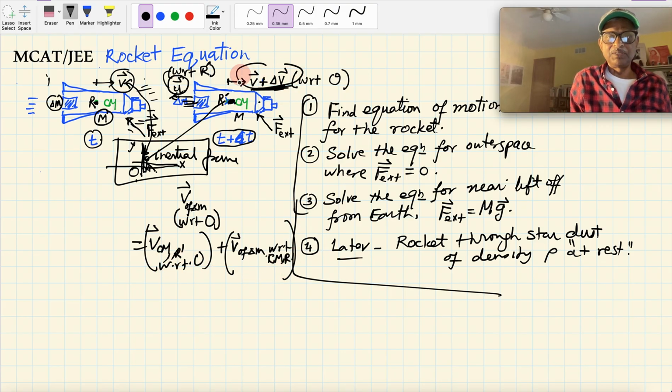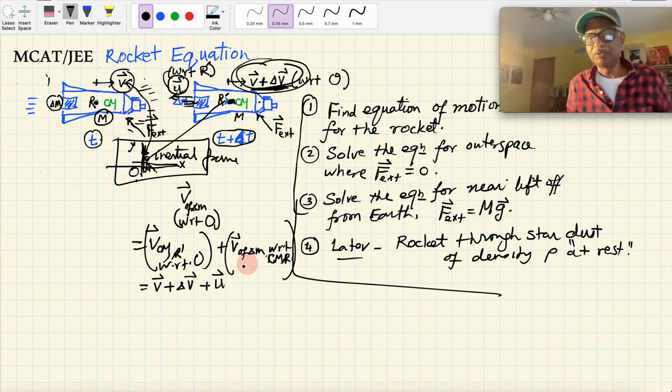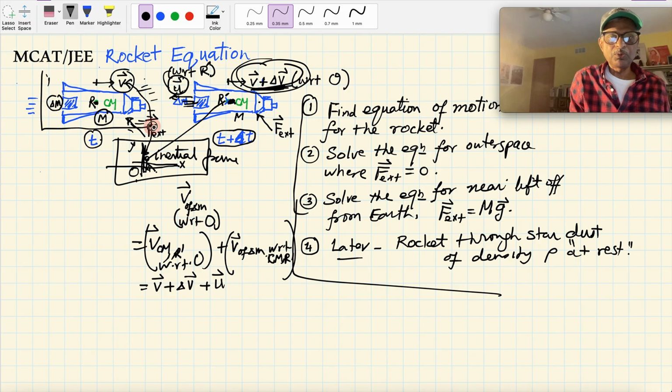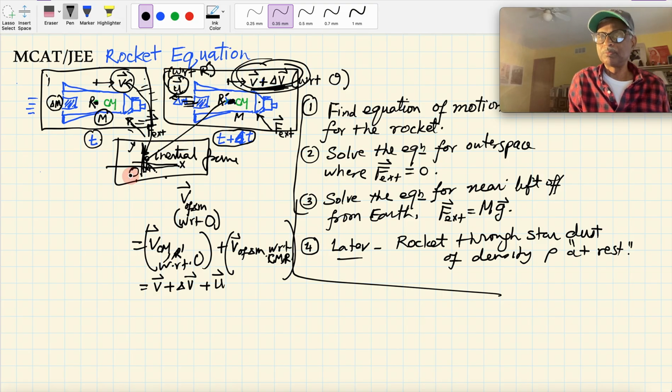This one is v plus delta v. And this is, instead of minus, I'm writing in vector notation, so I'm just going to add u. If I put in a coordinate system, it might be minus, but right now we're using only vector notation. So we know this whole thing, everything in there, with respect to the same inertial frame.